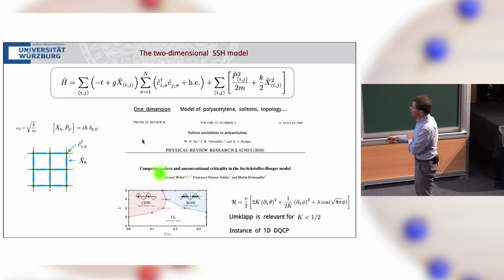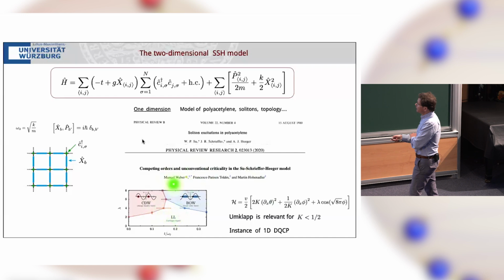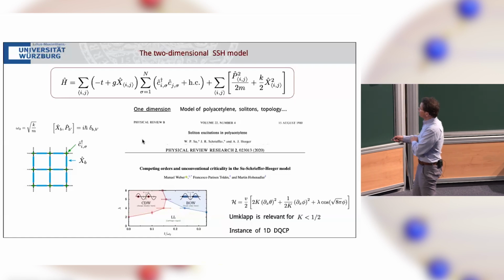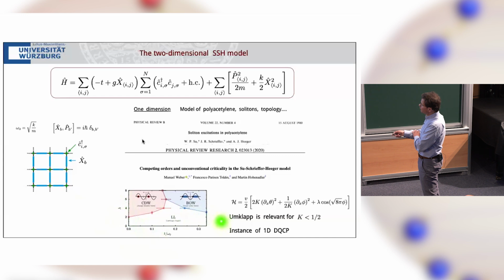This is work, again, by Manuel Weber, Martin Hohenadler, and Francesco, who's in the audience. This is a beautiful work that those three people did, in my opinion, as a function of the inverse frequency and the electron-phonon coupling. This is a one-dimensional quarter-filled chain. So if the electron-phonon coupling is not very big, you have a Luttinger liquid.